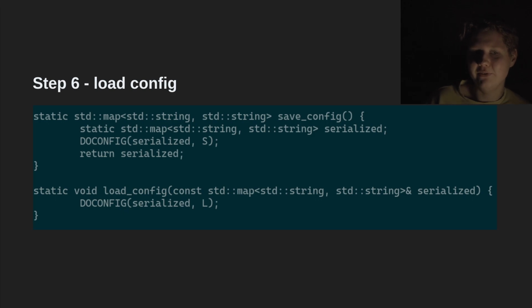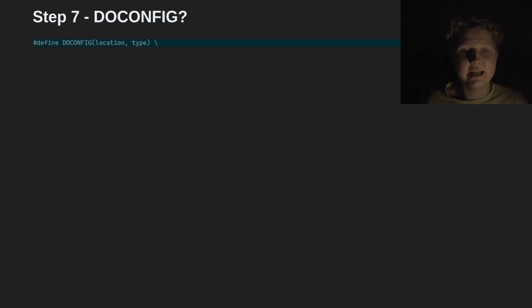What is doConfig and why do we pass s and l? Well, doConfig is another macro, which takes in location and type. Location is the serialized map and the type is either S or L. And why do we pass S or L? Well, because we actually concatenate the type to another definition, and that forms another macro. So it forms either sconfig or lconfig.